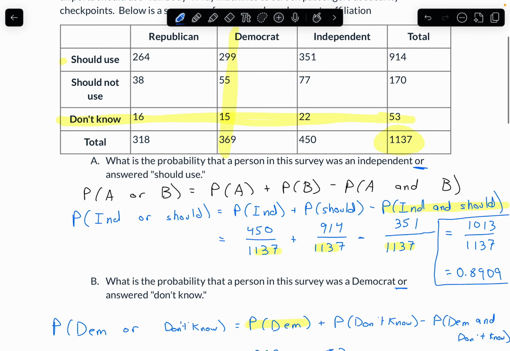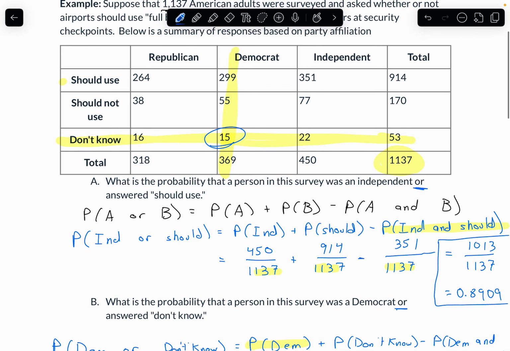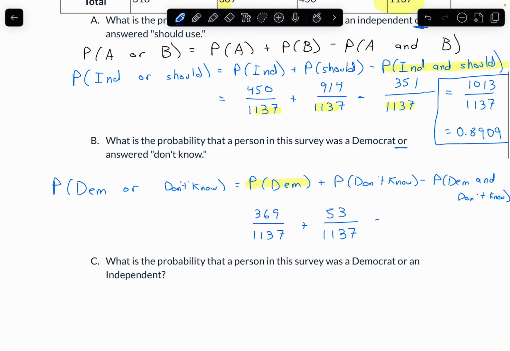So how many Democrats said that they didn't know? Well, there are 15 of those. I'm looking at that overlapping region between the two, the intersection sometimes it's called, between those two variables. So 15 out of 1,137. And what's nice is, again, because we have the common denominator of 1,137 for each of these, you could just take 369 plus 53 minus 15 over 1,137. That would work as well.